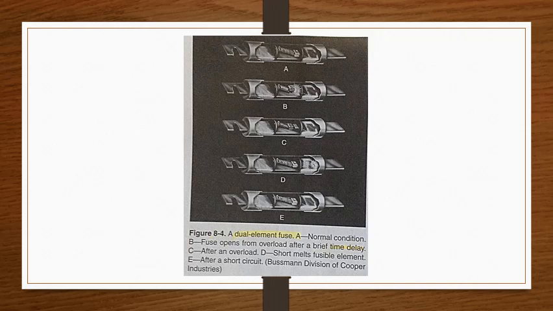A current limiting fuse quickly opens the circuit when a specified overcurrent is reached. These fuses clear the circuit of current in a fraction of a second.